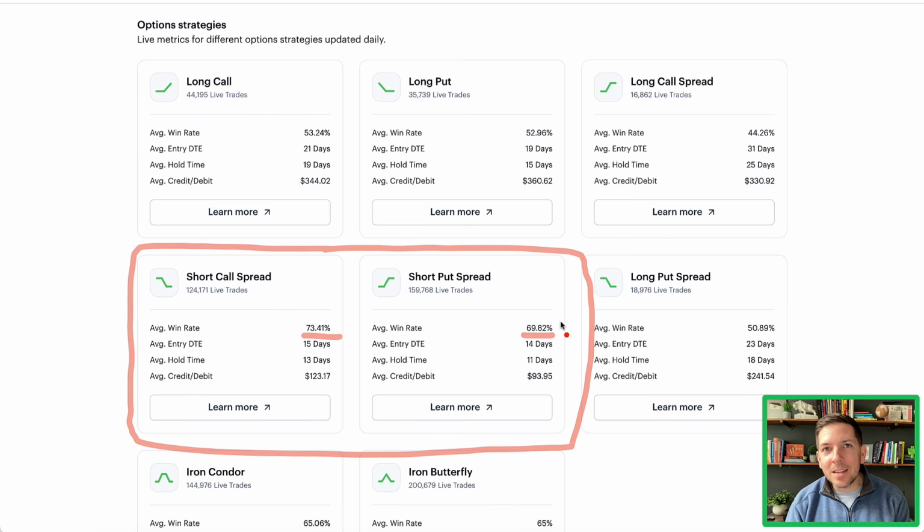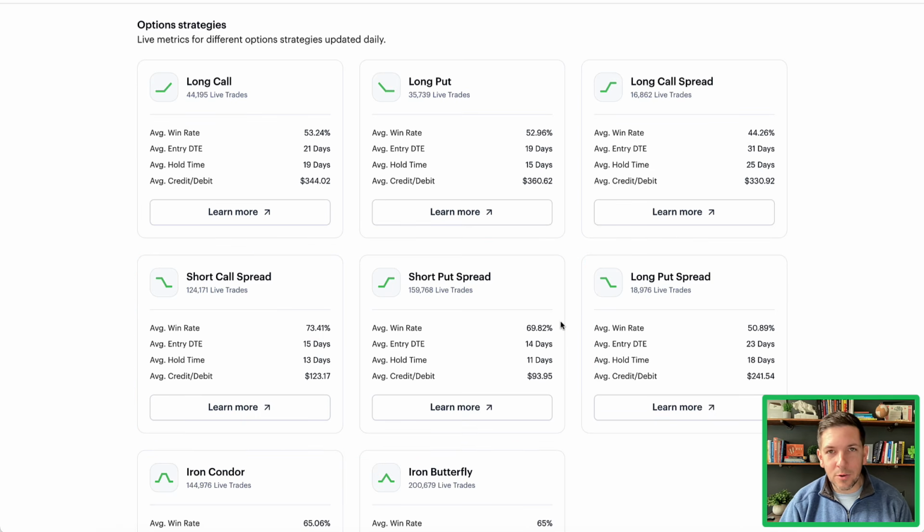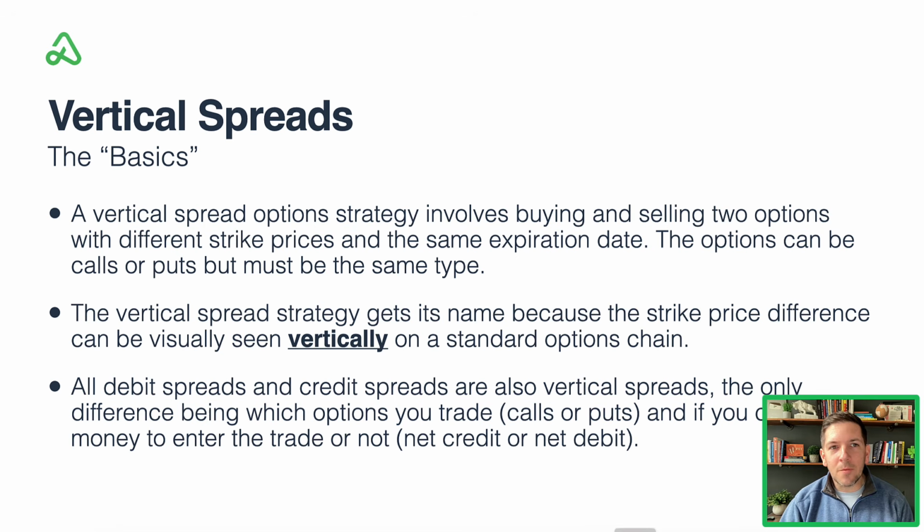You probably tend to want to lean towards doing credit spreads. All right, so let's get back into the slides here and go through these. So vertical spreads. Let's just get the basics out of the way. Debit spreads and credit spreads, they're all in this family called vertical spreads.